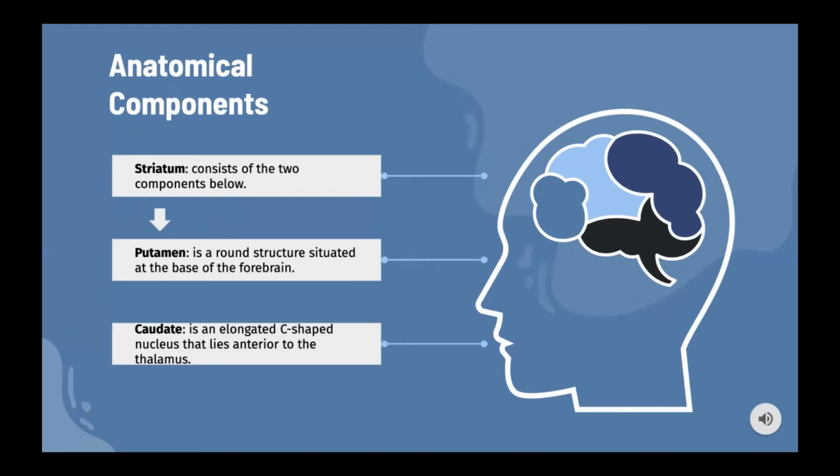The caudate lies anterior to the thalamus. The caudate integrates sensory information about the spatial position of the body, and according to that, it sends the information about the necessary fine-tunes of the motor response to that stimuli to the thalamus.